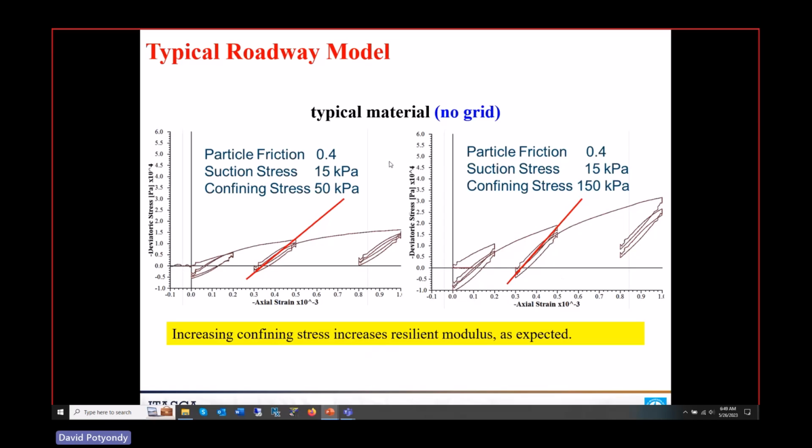Then he looked at different effects of different parameters, right? So here, and this is what he did. He ran a resilient modulus test, right? Load, unload, and here's what it's doing as he keeps applying more strain and then cycling. And so the slope is the resilient modulus, and here the difference between the left and the right is that this was run at a higher confining stress than this one. And notice the red line is a steeper slope, which is what you would expect.